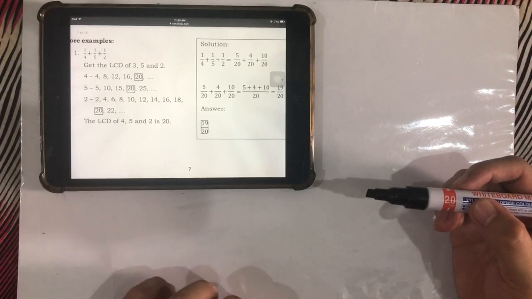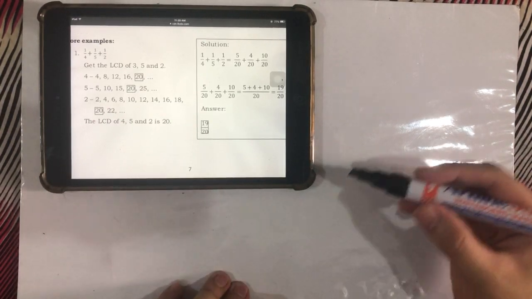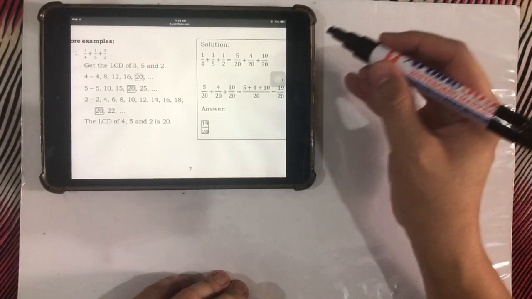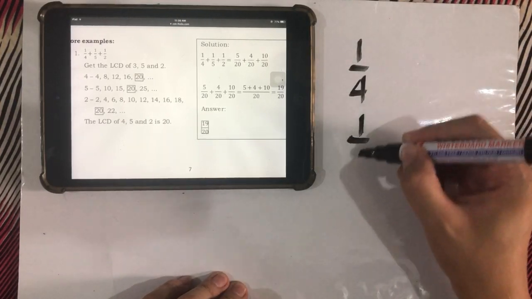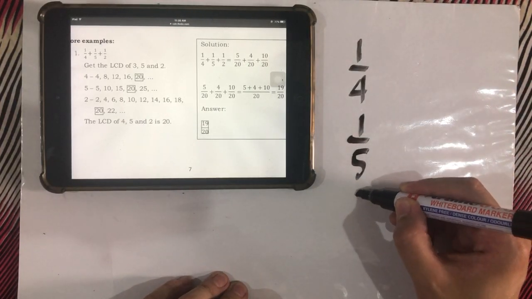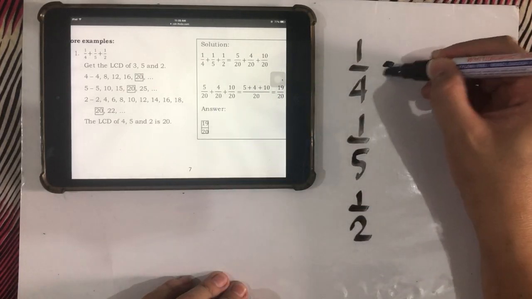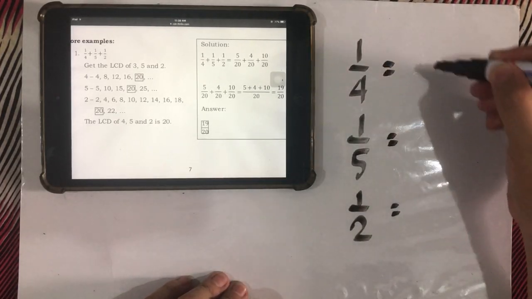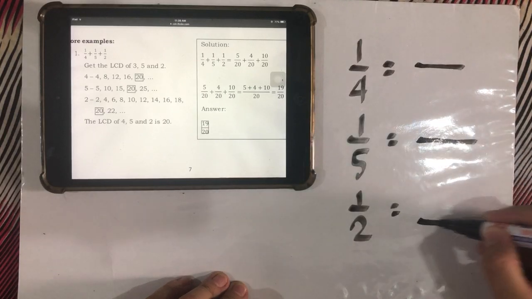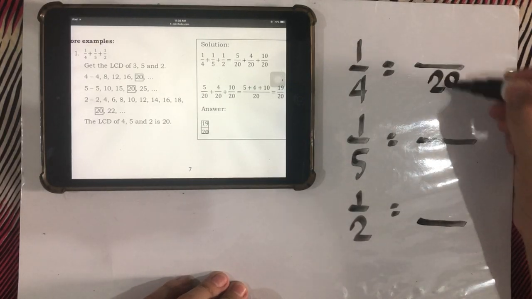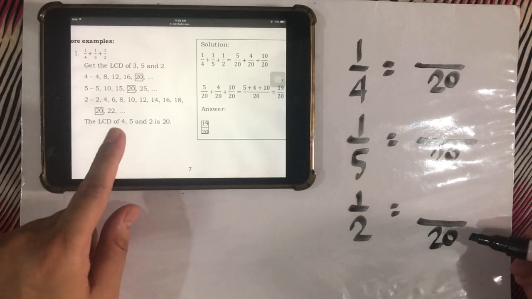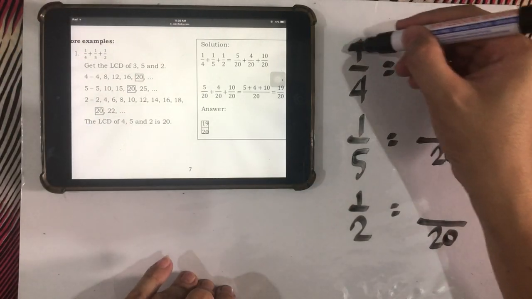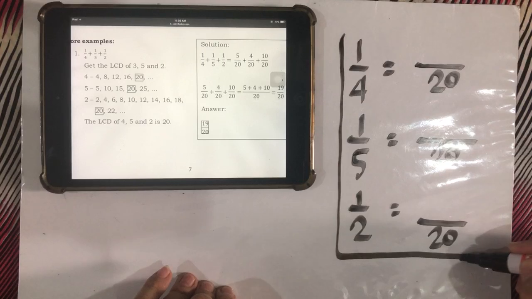So, paano nangyari yun? Okay? So, 1/4 plus 1/5 plus 1/2. Okay? Remember, ang bago nating denominator ay 20. So, 20 here, 20, 20. Yun yung ginamit kanina dito. Ayan, no? 20.